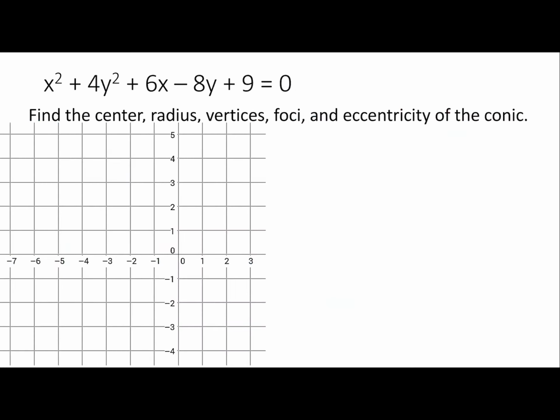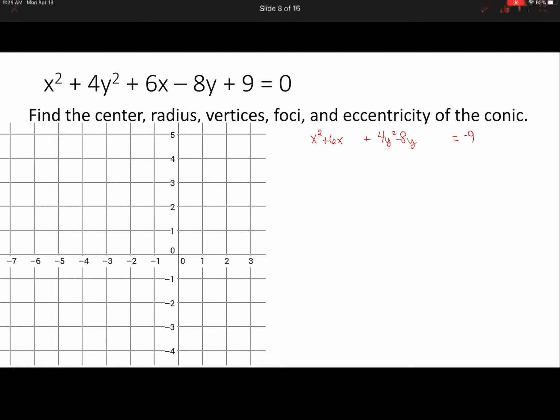So we're going to find the center, radius, vertices, foci, and eccentricity of this conic. So first of all, this is not in standard form, so we're going to need to complete the square in order to bring it into standard form. So we'll gather our x's, x squared plus 6x, leave a gap, and we'll gather our y's, 4y squared minus 8y, leave a gap, and we'll take our constant to the other side by subtracting 9 from both sides.